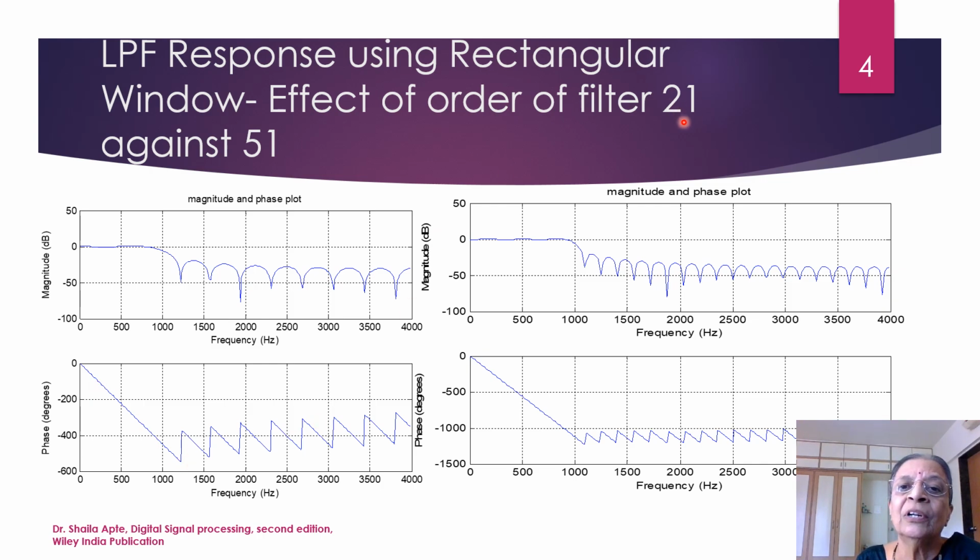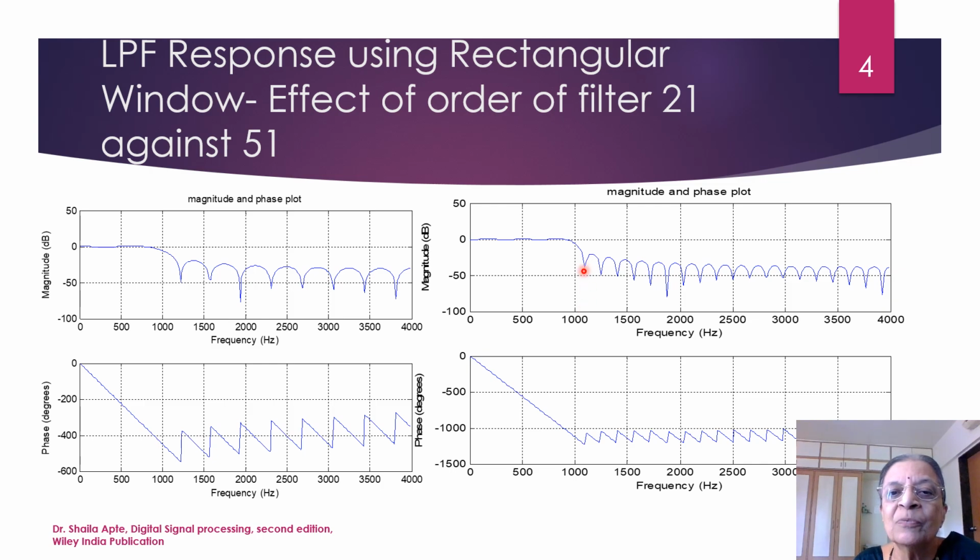If I increase the filter order, as I said, I can reduce the transition width. So when I increase the filter order from 21 to 2151, here in this case, you can see that the transition width is reduced.